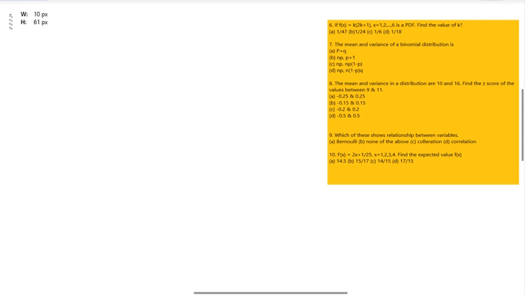Alright, so we have question 6 here, sorry. Let me change this to a brush. Alright, okay. So we have question 6. If f of x is equal to k(2x + 1), sorry, that's supposed to be 2x, not 2k, when x is equal to 1 to 6 is a PDF, we should find the value of k.